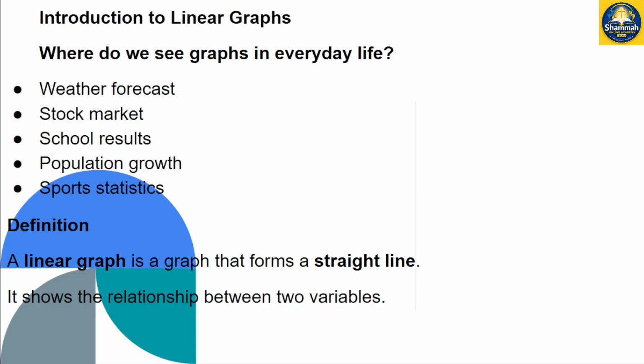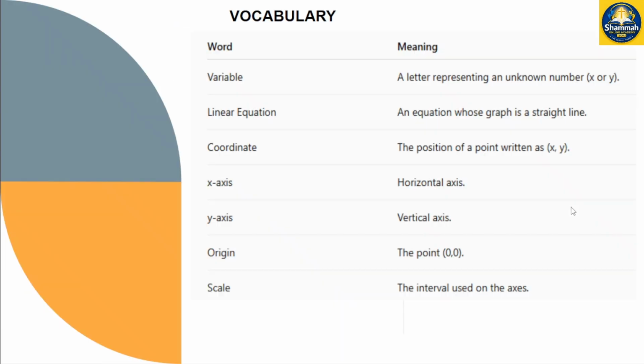So, what is a linear graph? A linear graph is a graph that forms a straight line. It shows the relationship between two variables. What are the vocabularies we use when we talk about linear graphs?